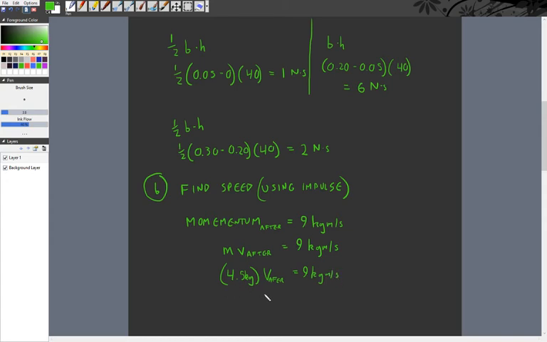All right, do a little bit of algebra here, and we get V after the collision for block B is equal to 2. And I'm going to just write B here, because we know this is block B after the collision. All right, that wasn't too bad.